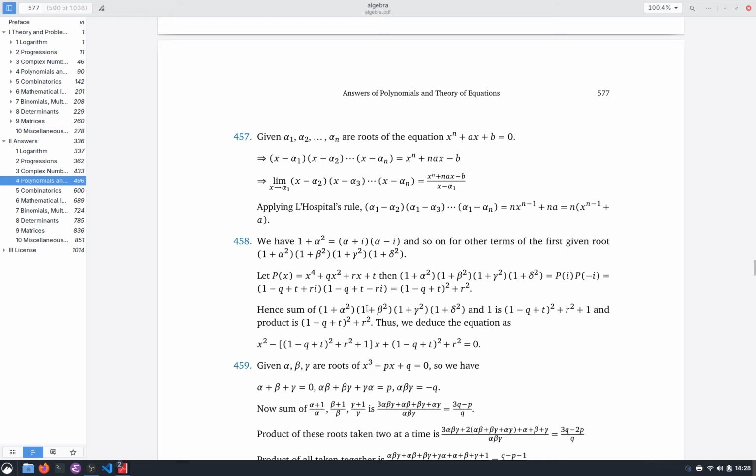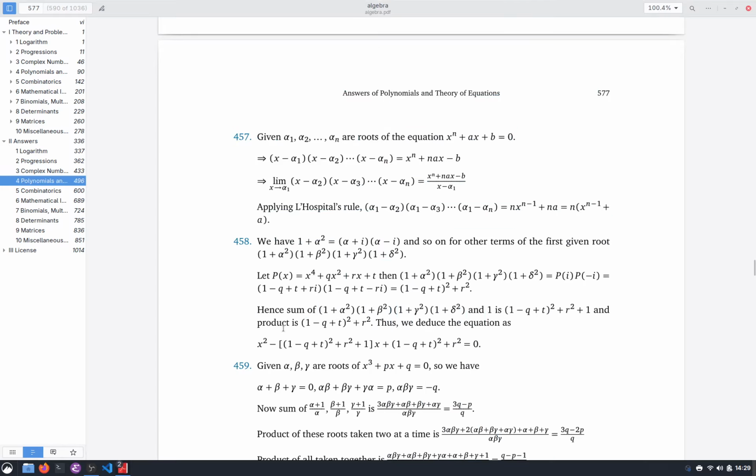So the sum of the roots 1 plus alpha square, 1 plus beta square, 1 plus gamma square, 1 plus delta square and 1 is (1 minus q plus t) whole square plus r square plus 1. And the product is (1 minus q plus t) whole square plus r square. So the equation whose roots are these terms, that is 1 plus alpha square, 1 plus beta square, 1 plus gamma square, 1 plus delta square, and 1, the quadratic equation would be this equation.